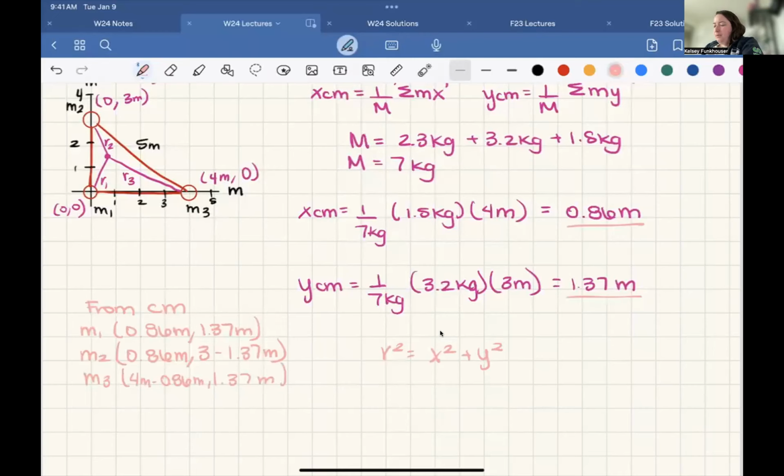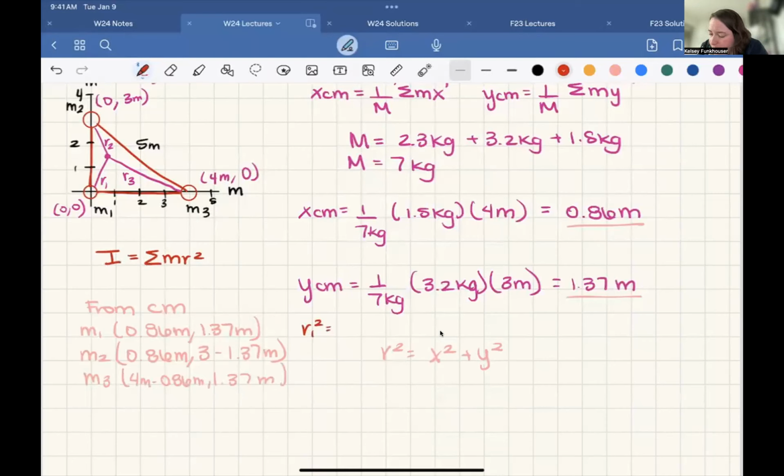And we can just leave it as R squared, as a helpful tip, because the moment of rotational inertia is the sum of m r squared. So we can just leave it squared. But I didn't do that, so you're going to have to bear with me while I do it really quickly. 0.86 squared plus 1.37 squared. So I'll just write it here.